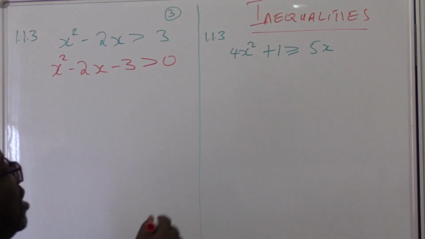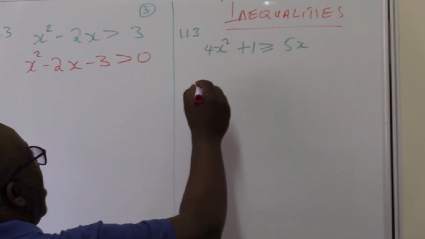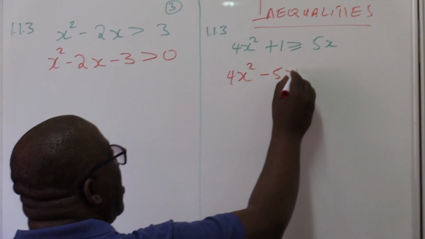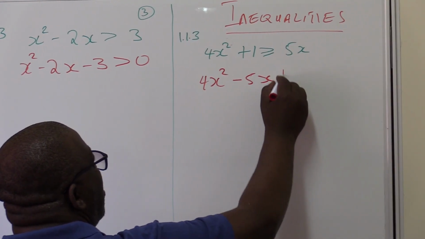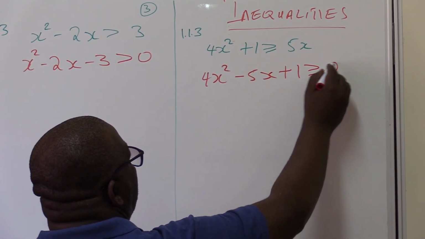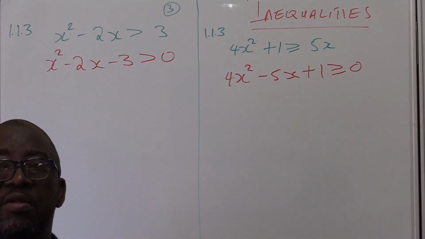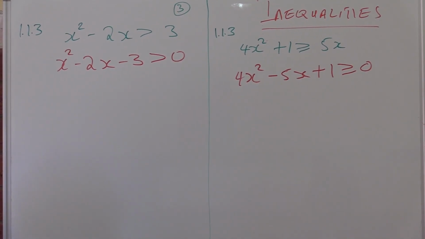Let's do this thing. These are past exam papers. We're just going to take 2 in this particular case. We've got 4x squared minus 5x. Then keep this one this side. This is negative when you take it this side. Plus 1 is greater or equals to 0. Both my problems have got the same thing, 0 on the right hand side. Let's continue with this one. We'll come back to that other one later on.